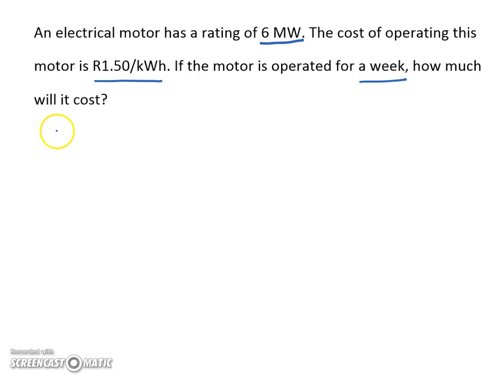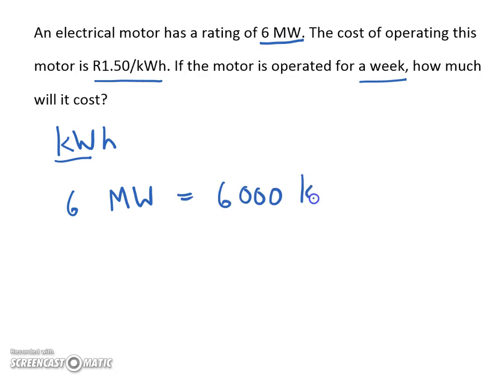Now first we need to note, and students tend to get this wrong, but kilowatt hour is not the amount of kilowatts divided by the hours. It's not kilowatts per hour. It's kilowatt hour, and that means these two units are multiplied. So we start with the kilowatt portion. Now 6 megawatt is equal to 6,000 kilowatts. And then the hour portion, we need to calculate that.